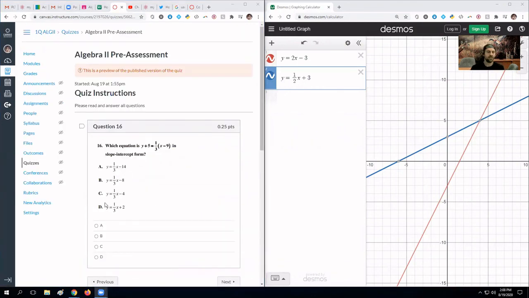All right, write the equation in slope-intercept form. So this is in point-slope form. To get it to slope-intercept form, we're going to have to distribute here. So we get y plus 5 equals, all right, once we distribute, we get 1/3 x minus 3. Okay, so we still have to get this y by itself, so we're going to have to subtract the 5 from the -3, which would be -8.